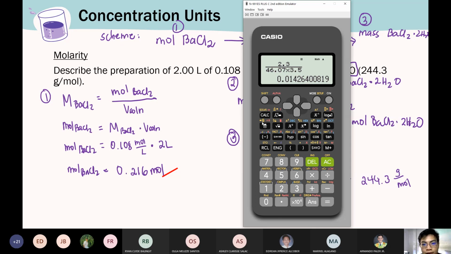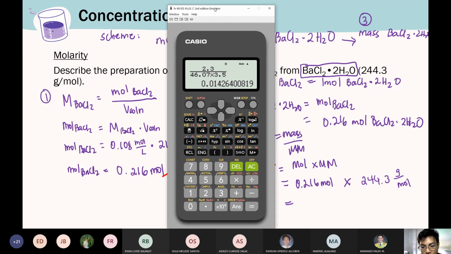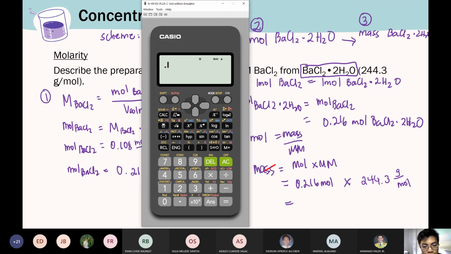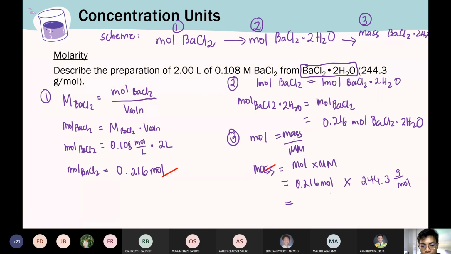I'll need to use my calculator. Asan yung mouse ko? Ito. Okay, so 0.216 times 244.3. Again, 2 decimal places is okay. 52.77. Barium chloride dihydrate. Okay? So this is our final answer.